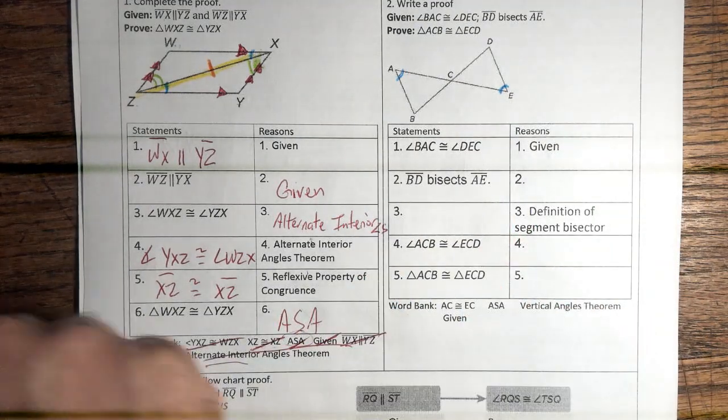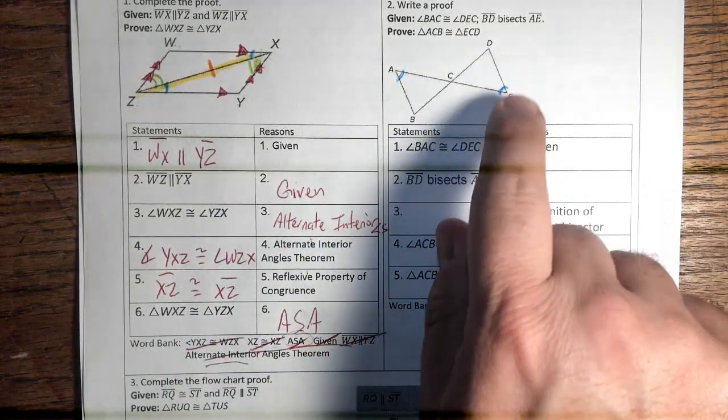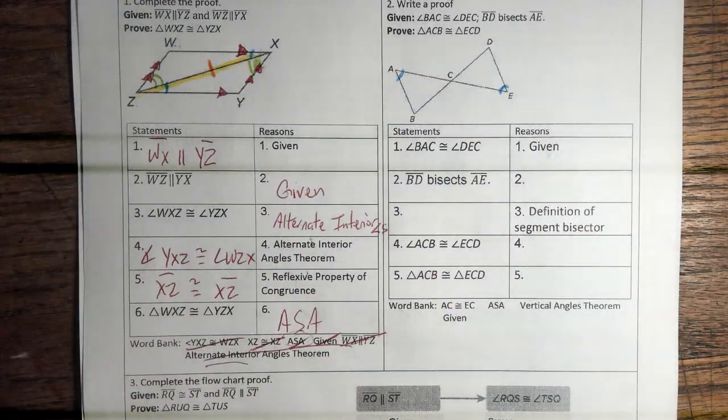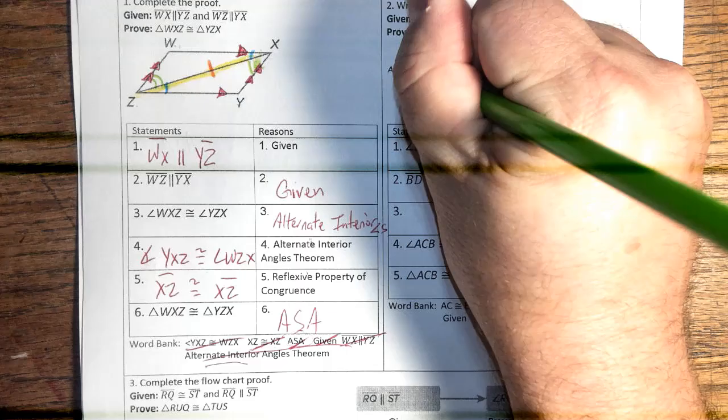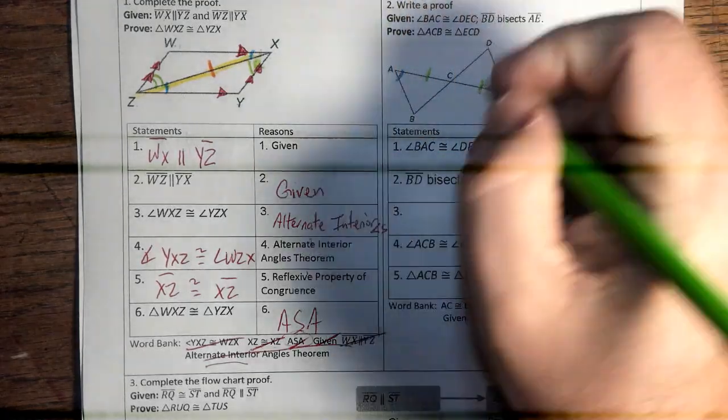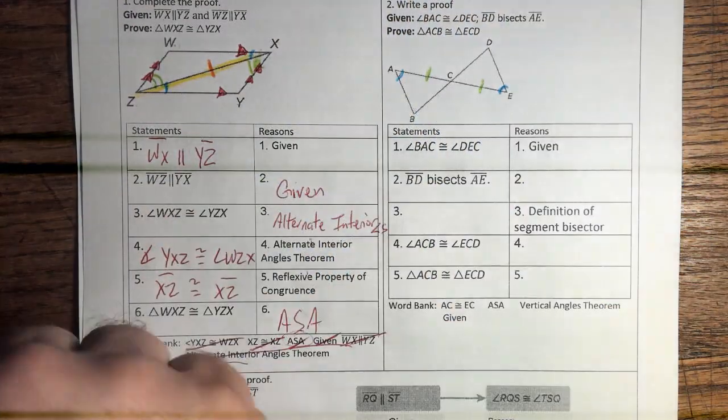This says that BD, this line here, bisects AE. Well, what does it mean by bisect? Hopefully you already remember that it cuts it into 2 equal pieces. So that means AC is going to be congruent to CE.